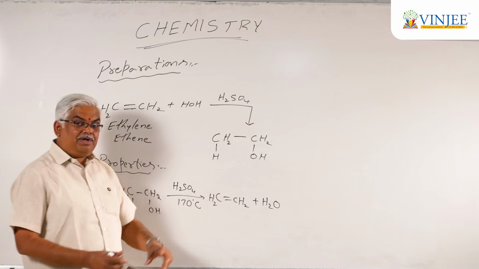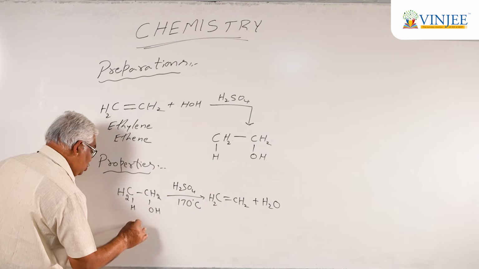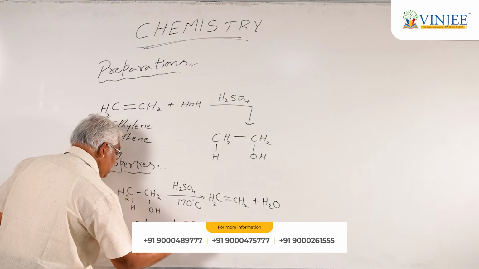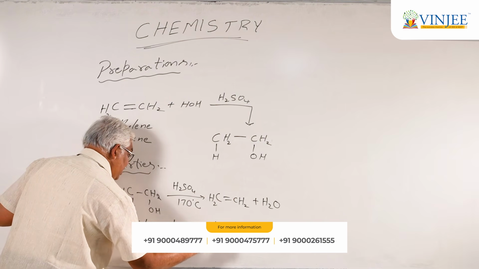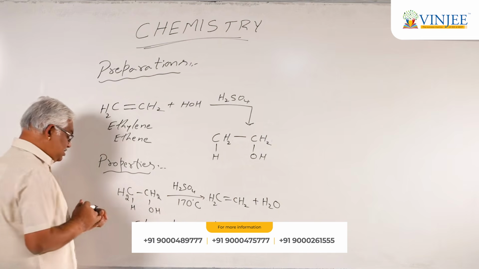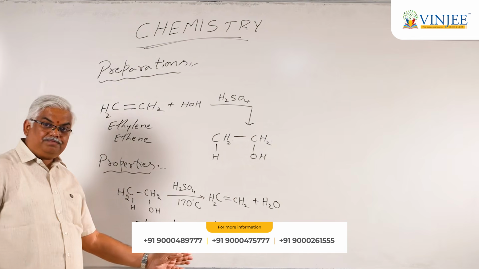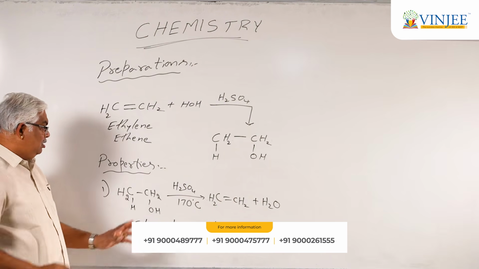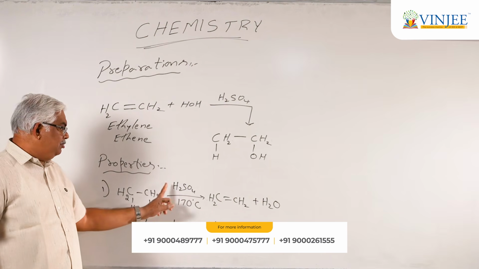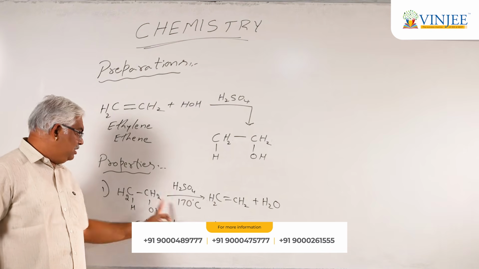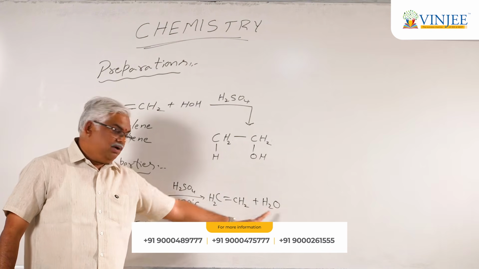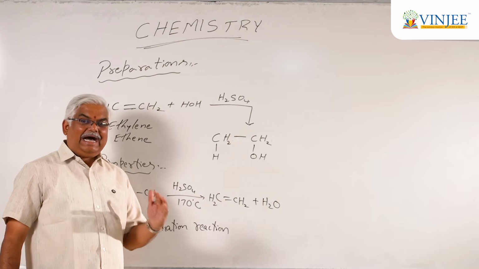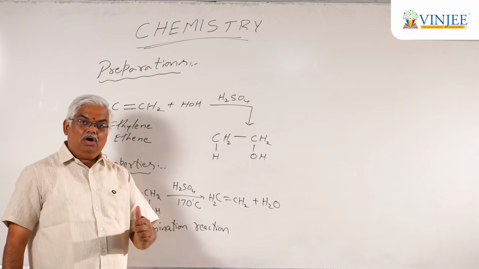So what type of reaction is this known as? This is known as an elimination reaction. The earlier one is an addition reaction, whereas this is an elimination reaction. So this is the first property of ethyl alcohol. When you treat ethyl alcohol with sulfuric acid at about 170 degrees centigrade, it loses water and forms ethylene. And this process is known as dehydration of ethyl alcohol.